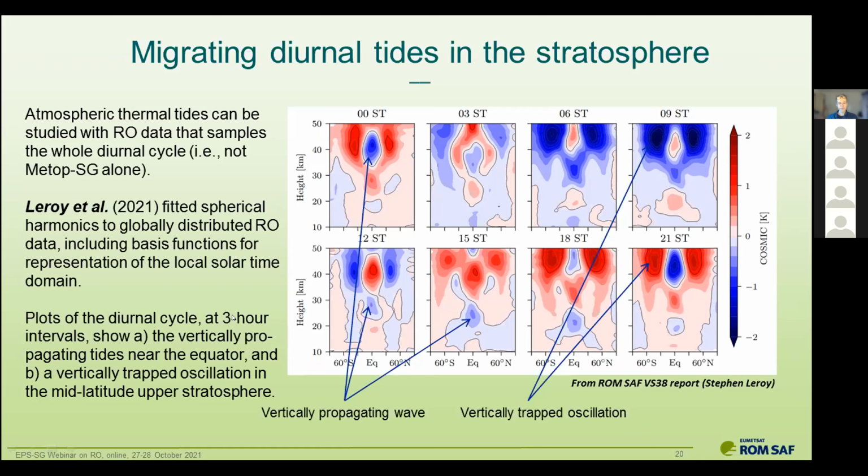And doing this, we can actually identify different components of these migrating diurnal tides. We can identify a vertically propagating wave and a vertically trapped oscillation, which is a bit interesting because this has implications for models. It has to do with how energy is being dissipated at the top of the stratosphere and things like that. So that's also an interesting application that has just started to be explored.